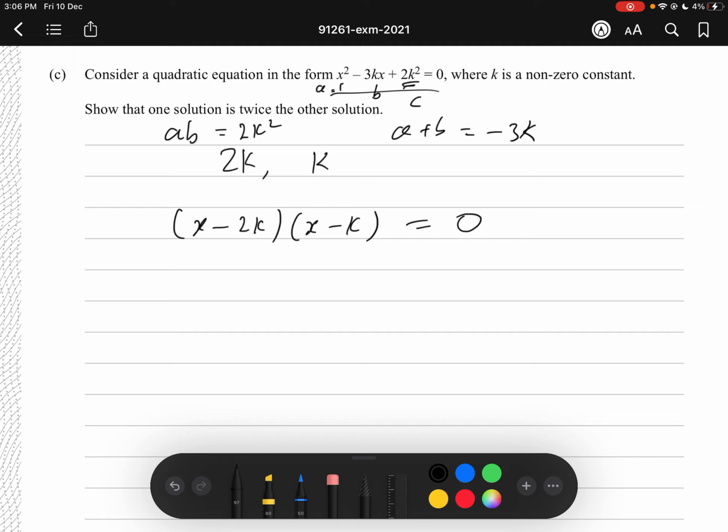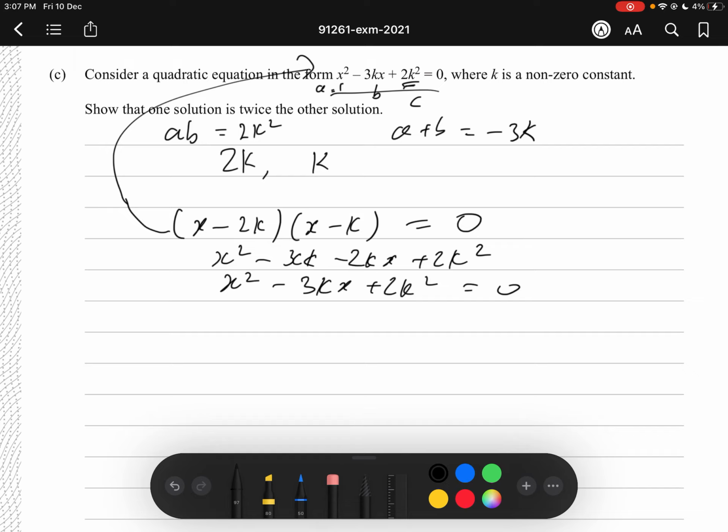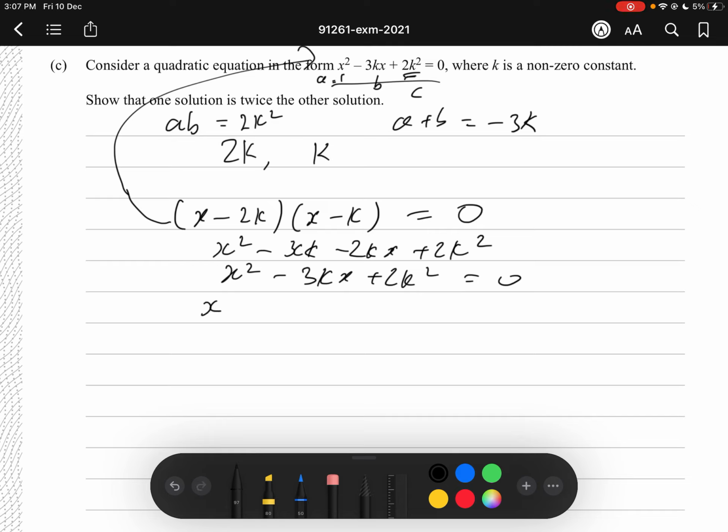And if you want to verify that these two brackets multiplied together give this, we can verify that. We have x times x is x squared, minus xk, minus 2kx, plus 2k squared. That gives us x squared minus 3kx plus 2k squared equals 0, which indeed matches the original equation. So our first solution is x equals 2k, and our second solution is x equals k. Clearly 2k is double k, so QED, we have proved it.